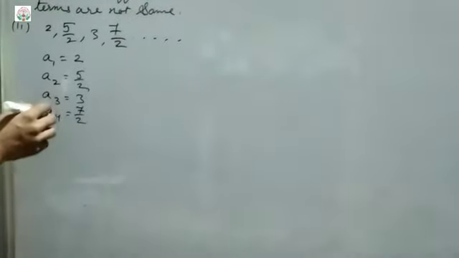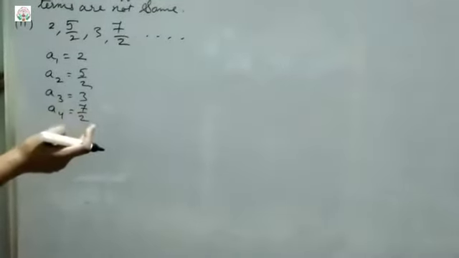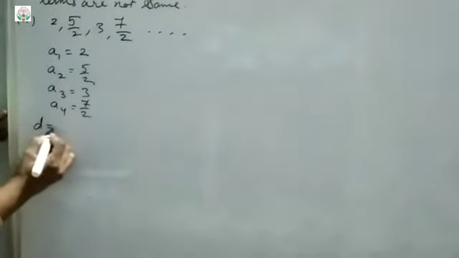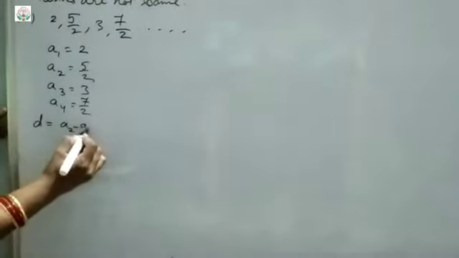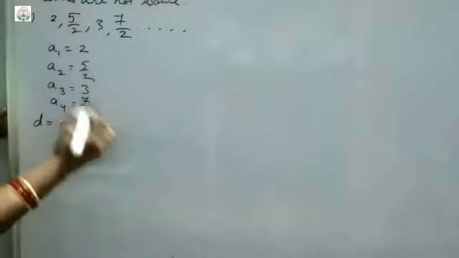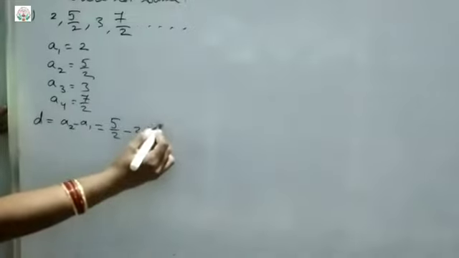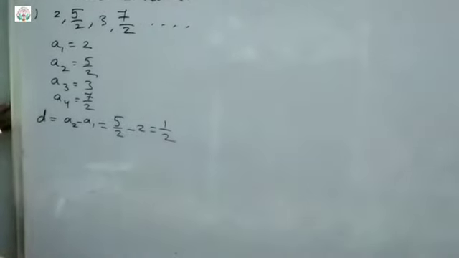If it is in AP, the common difference will be the same. So we will find D now. D equals A2 minus A1. Here, what is A2? 5 upon 2 minus 2, which will be equal to 1 upon 2.